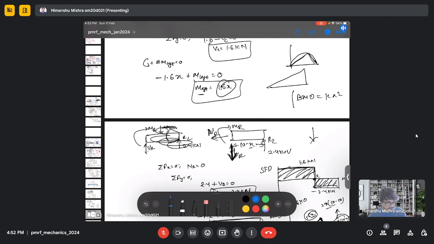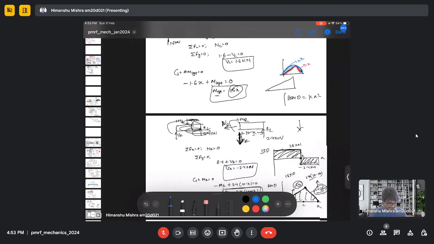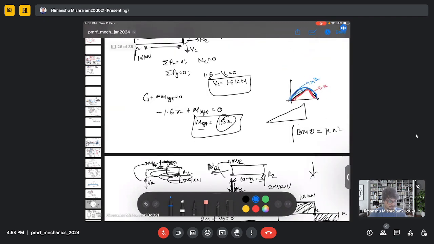And if you have a varying load, then it will be in blue color, which is proportional to x square. And in the present case, it is proportional to x. So any doubt?